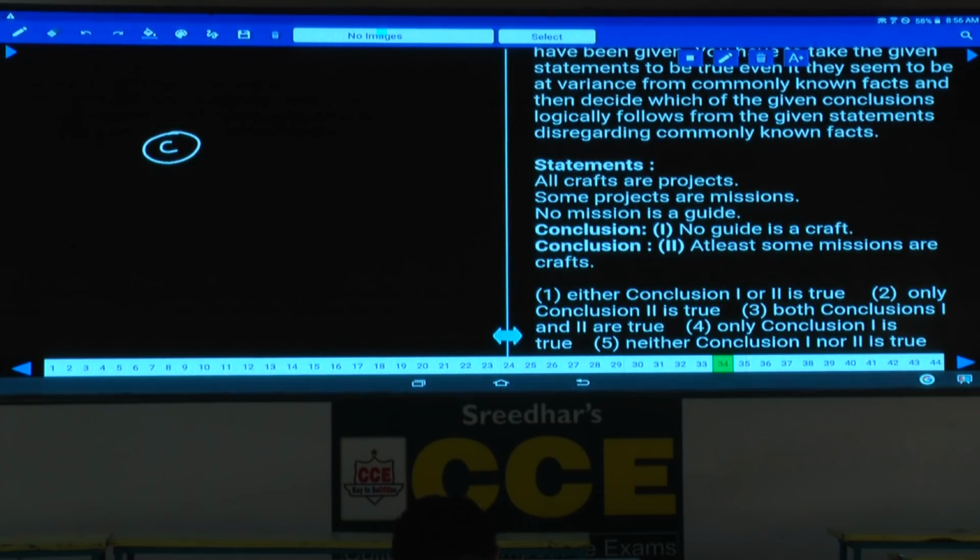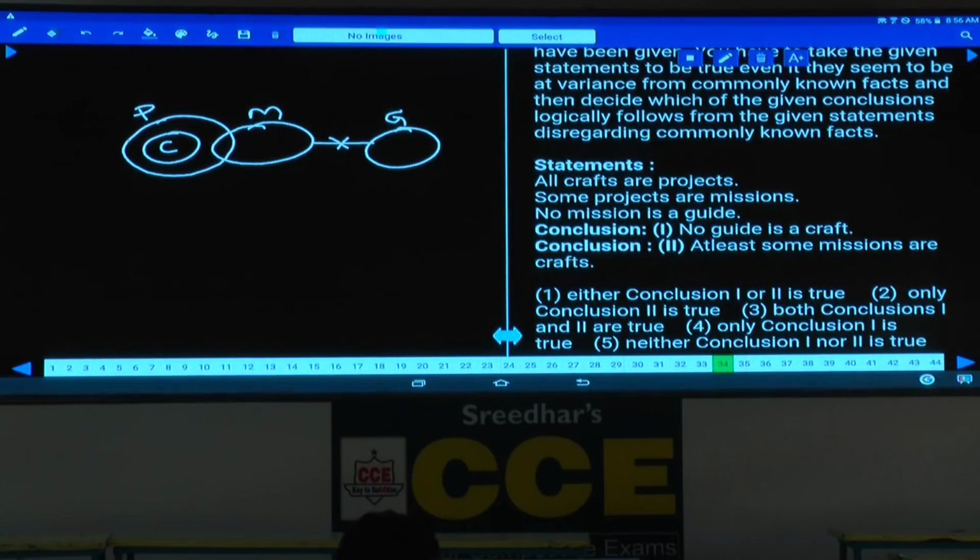All these crops are what? All crops are projects. And next one, some projects are machines, some of the projects are machines, and no machine is a guide. No machine is a guide, this is the diagram. Then first one, no guide is a craft, no guide is a craft is true. And some machines are craft. Machine is here, craft is here, that is false.